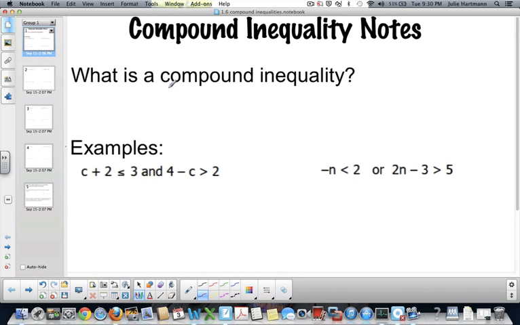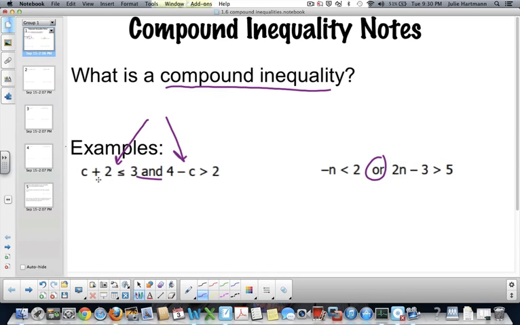It is the same thing with a compound inequality in math. It's two inequalities separated by "and" or "or." Okay, and that's all it is. So what you're going to do: solve one, solve the other, and then you graph both on the same number line, and that gives you your compound solution.